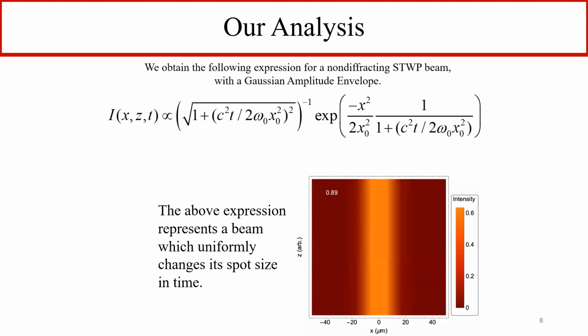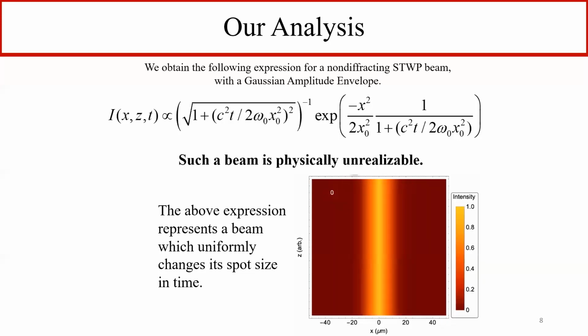So what we found essentially is that when you look into this claim of space-time wave packets, what you get is a beam that uniformly changes its intensity in time, which would require infinite energy and very weird Poynting flux as well. And we are claiming that such a beam is obviously physically unrealizable. So this is our investigation so far.